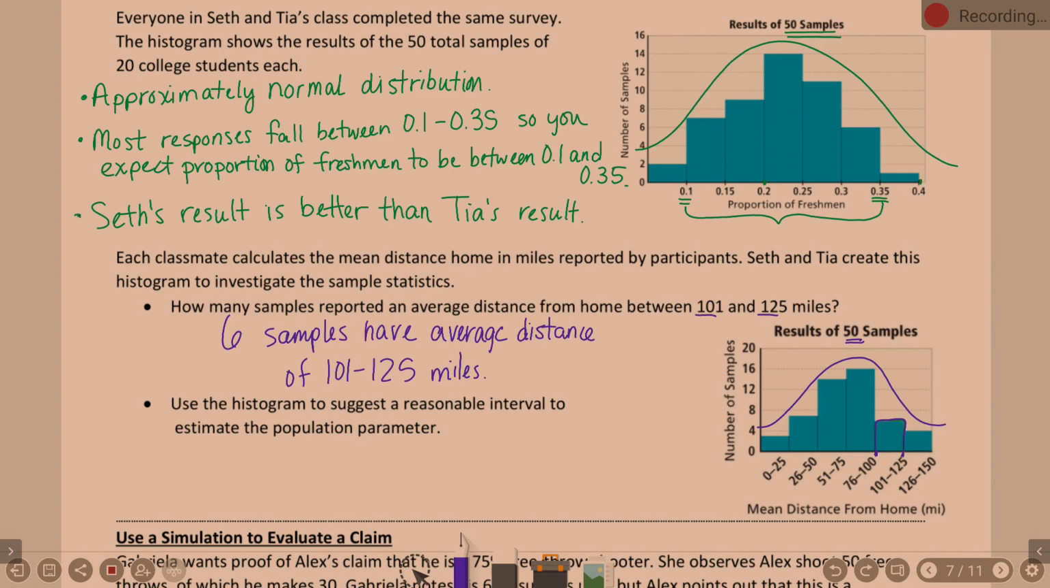Our other question here, our last question with Seth and Tia before we move on to other people. Use the histogram to suggest a reasonable interval to estimate the population parameter. So again, this is samples, right? So right here, we're looking at the sample. What do you think? What's a reasonable interval to suggest that a lot of students fall in?